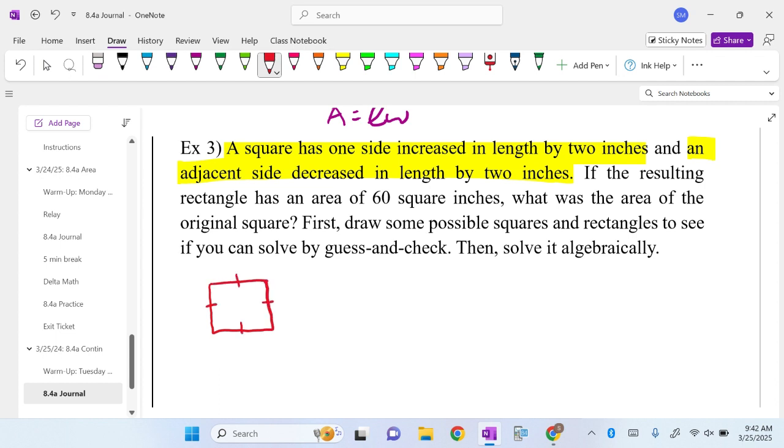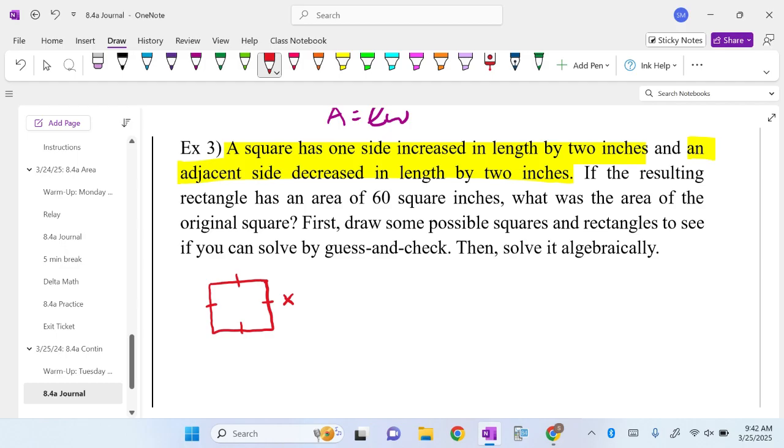So that's why we have these tick marks. So that shows that all the sides are equal. And we're going to call the side length of the square X. All right. We don't know what that side length is, but we know that it's going to be the same all the way around.